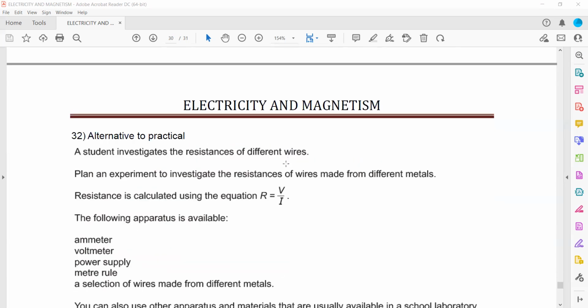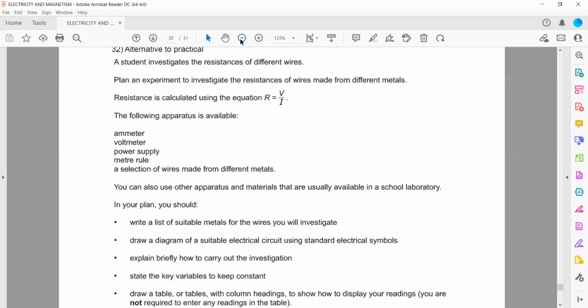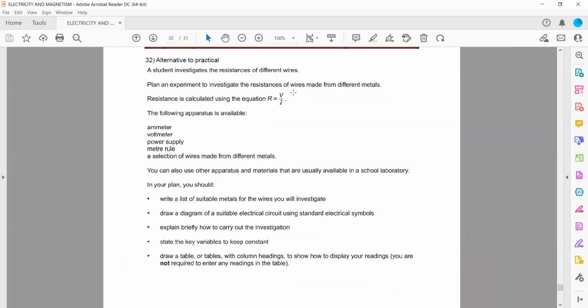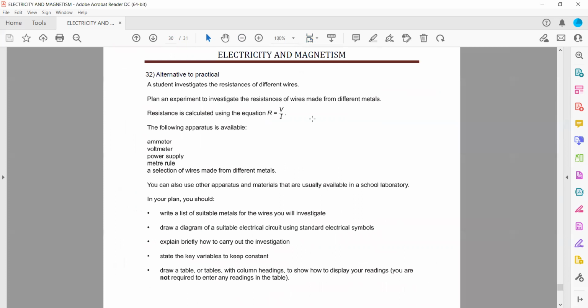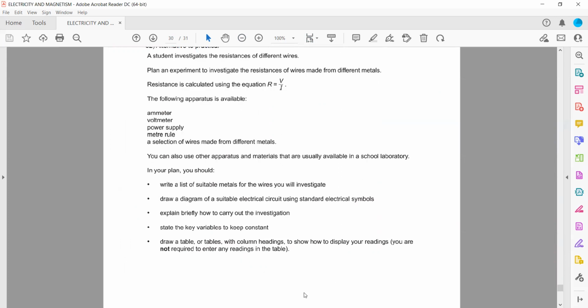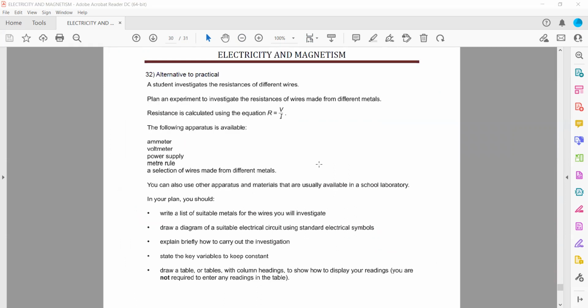Then this was an experiment. We have to plan an experiment as a student investigating the resistance of different wires. This is a common thing. Normally, some students just write whole paragraphs. That's not the way. Whenever you write an experiment, you should always write it in points so that you don't miss anything. Try to answer the question according to the references which they mention here.